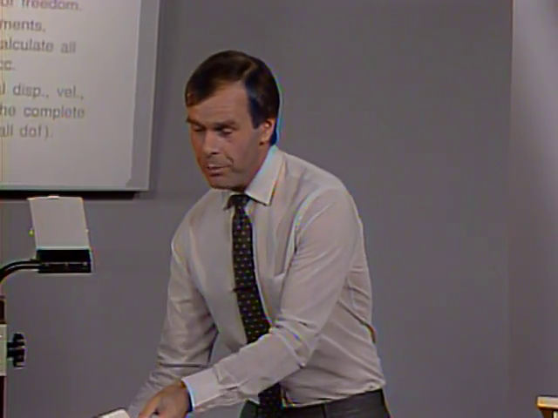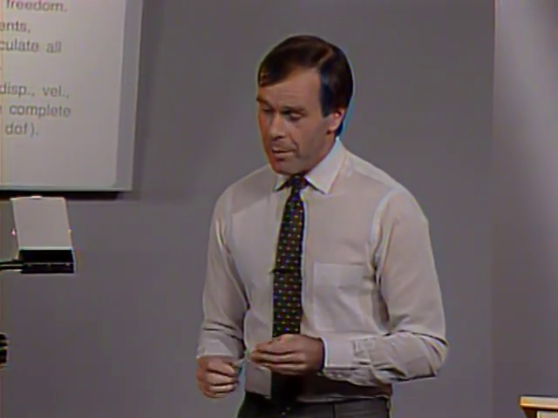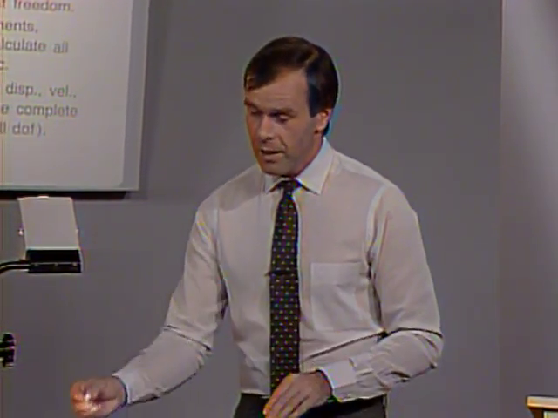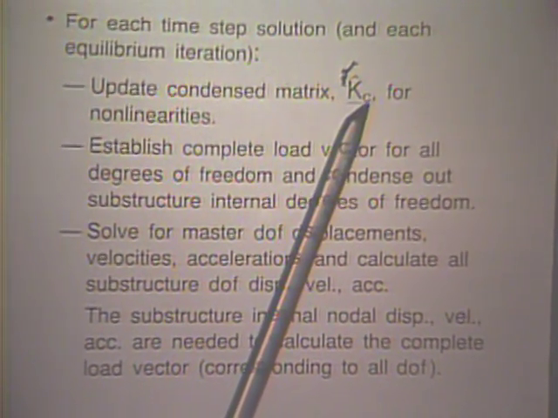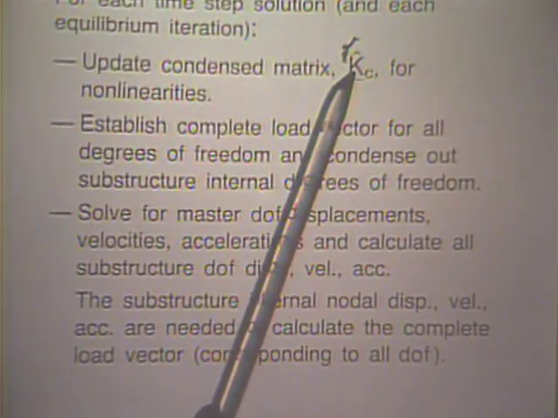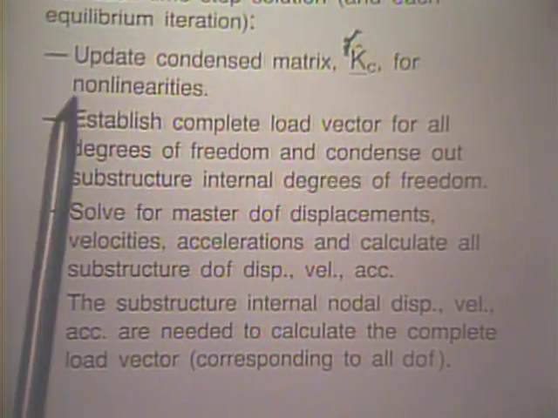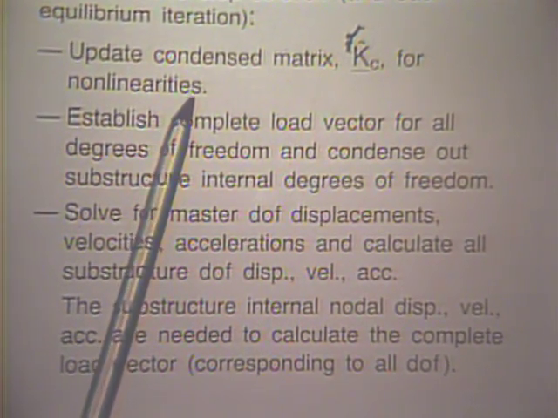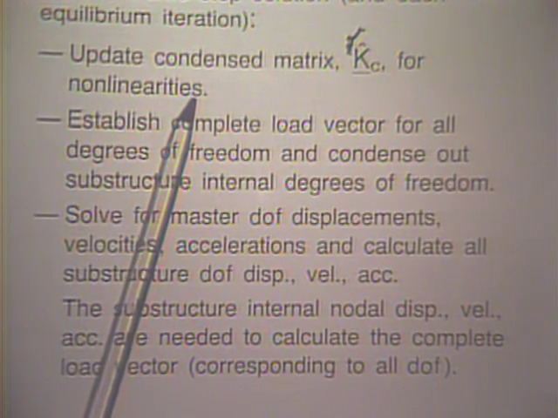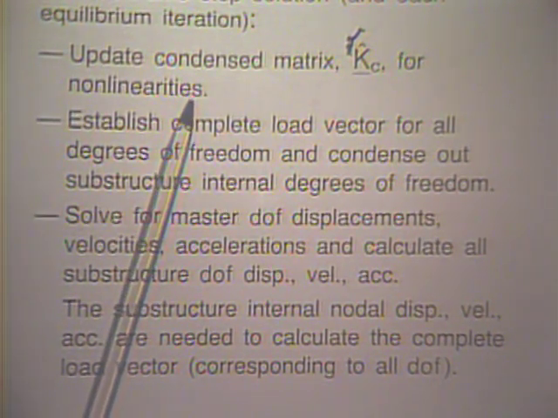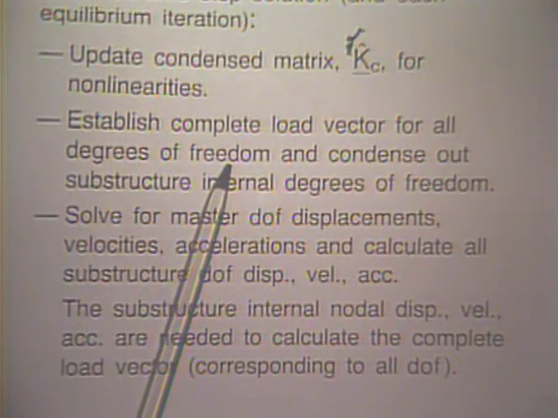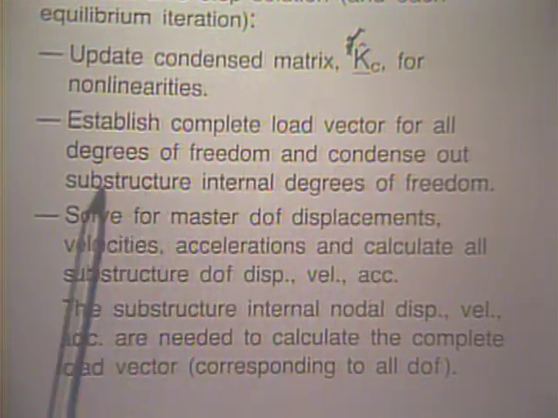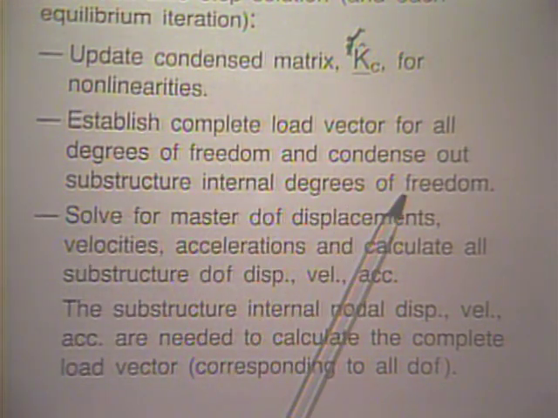The solution is then obtained in each time step as follows. We update the condensed matrix K hat C for nonlinearities. There should be no T here. That means we are adding the TK matrix to it, corresponding to the nonlinearities that have occurred in the system. We establish the complete load vector for all degrees of freedom and condense out the substructure internal degrees of freedom.